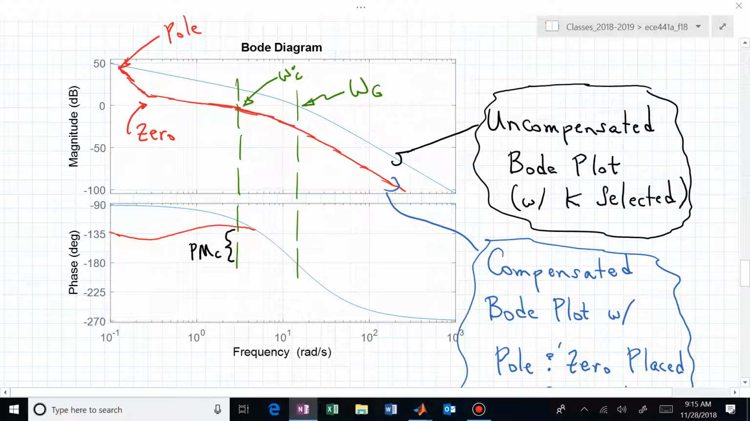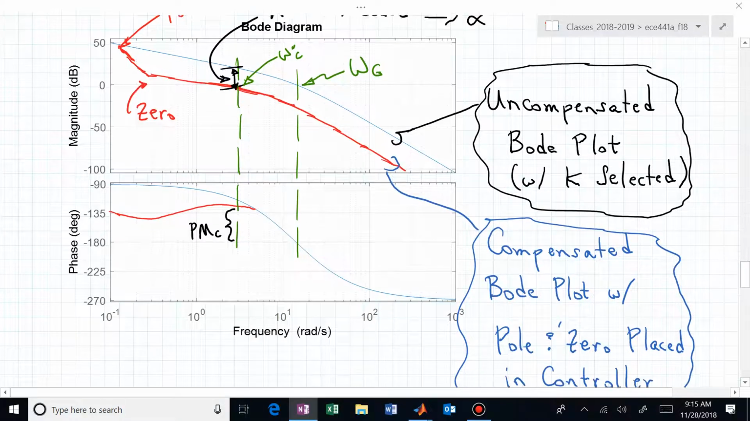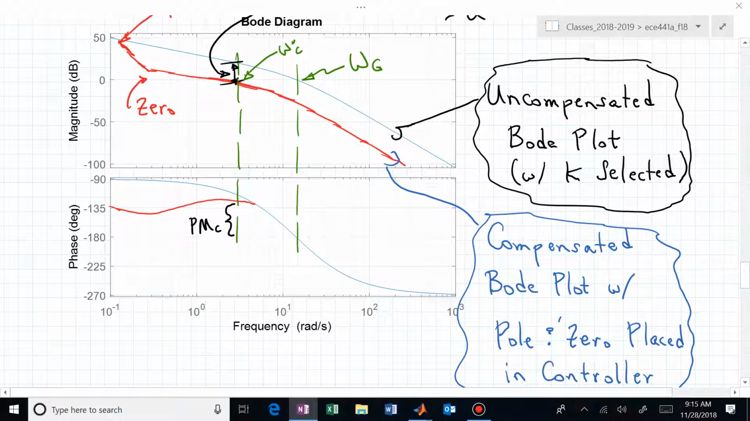Then I say, okay, how much do I need to drop my attenuation? Here is now the attenuation needed, and that now will give us our alpha value. That's the pole zero separation. That's how we design this phase lag controller.